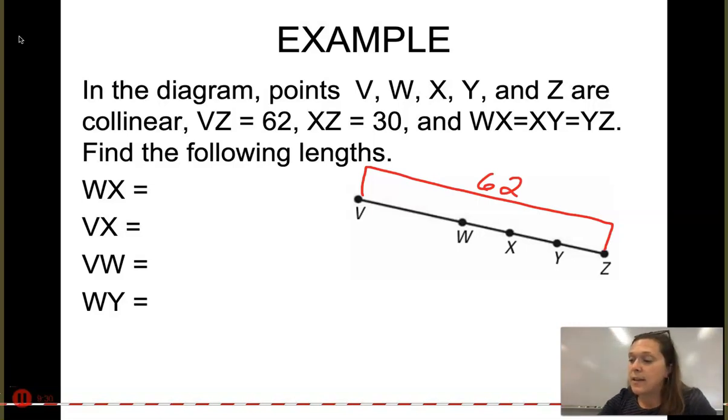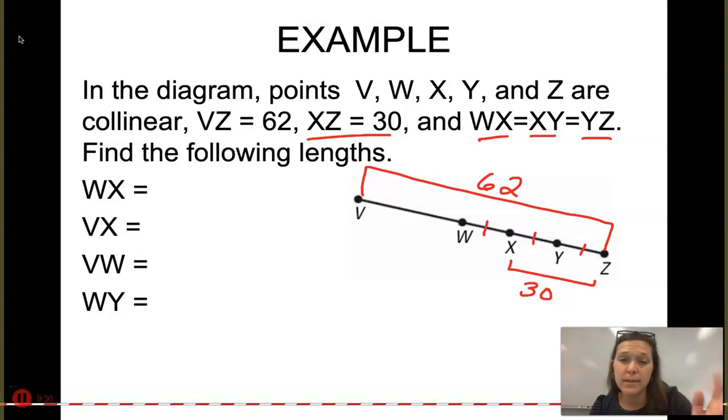X to Z, so the length of X to Z is 30. And the lengths of WX, XY, and YZ are all the same. So they're congruent. So I'm going to put a little tick mark there to show congruency. So now find the following lengths.